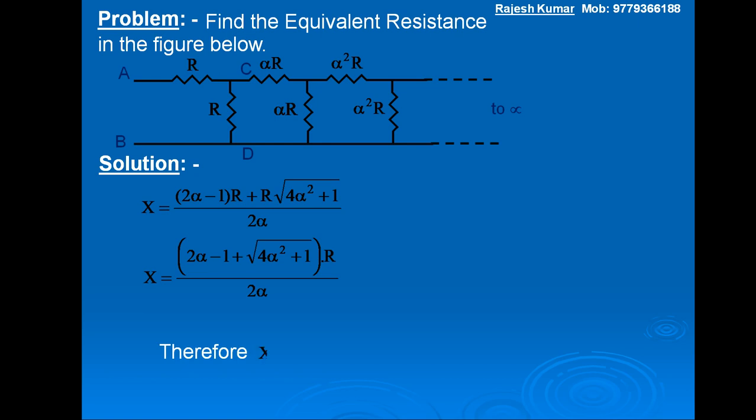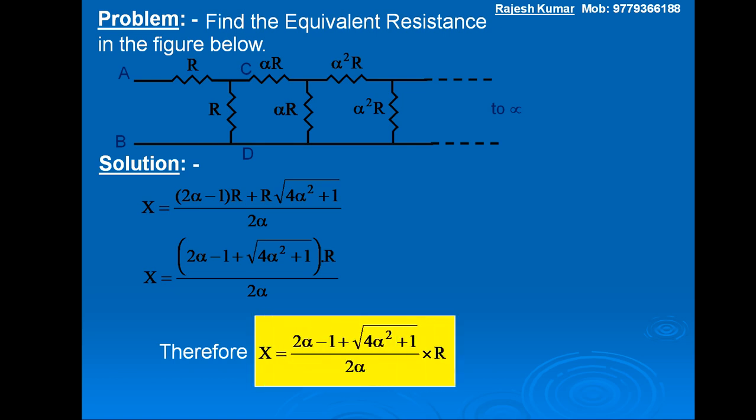Therefore, the equivalent resistance X is equal to 2 alpha minus 1 plus square root of 4 alpha square plus 1 whole upon 2 alpha into capital R. So this is the answer of equivalent resistance of the combination of resistances in the given diagram.